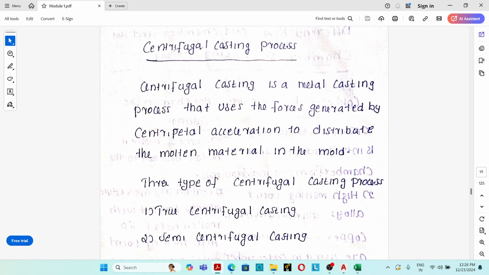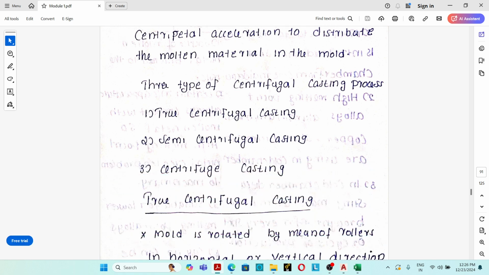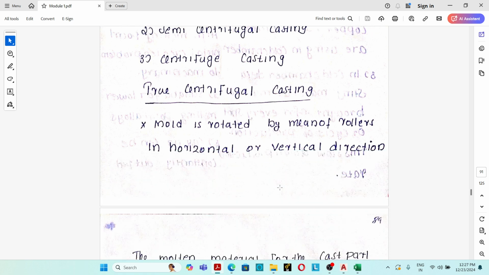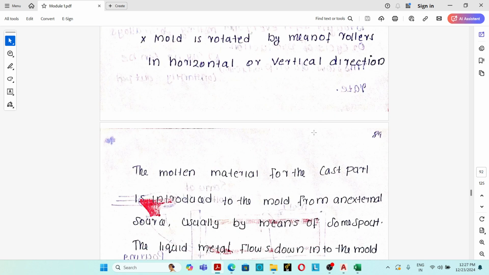There are three types of centrifugal casting process: true centrifugal casting, semi-centrifugal casting, and centrifuge casting. We can discuss them one by one, the concept of each. First of all, the true centrifugal casting process.